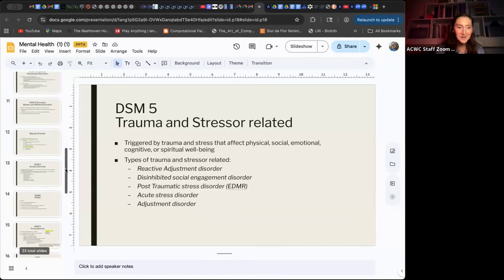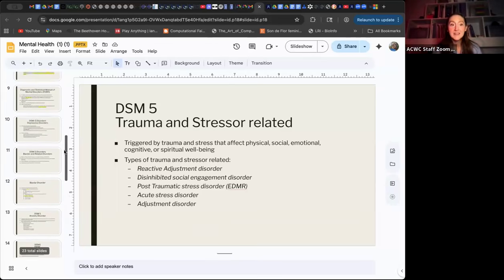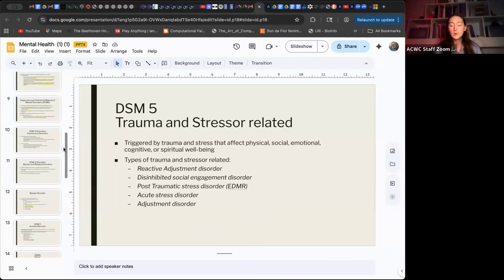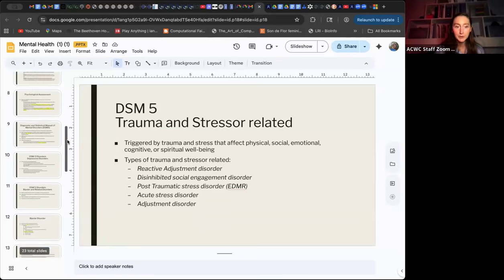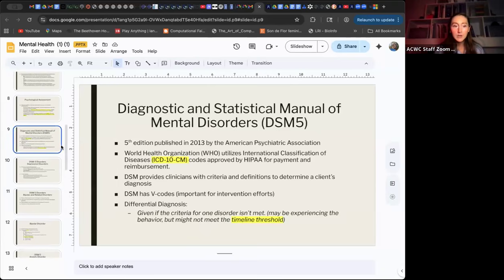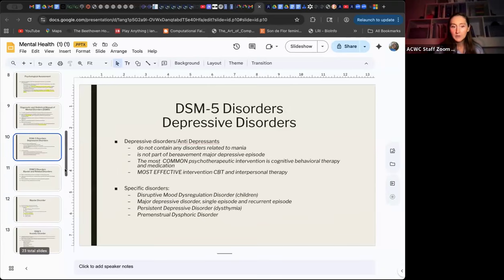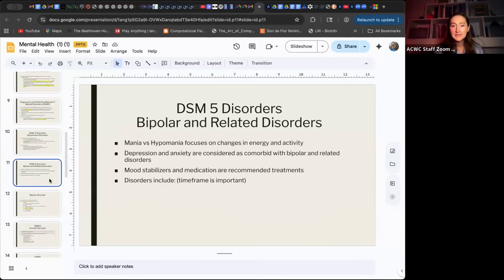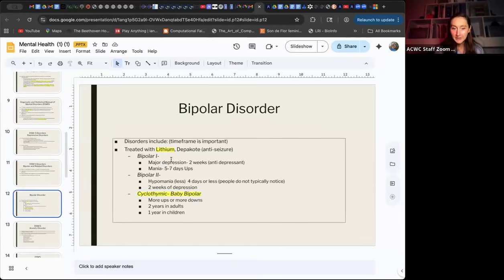Now going back up to bipolar. First I want to point that out because with that one, some of them are not quite that strict. I'll show you what I mean with bipolar 1 and 2. You need to memorize the time part right here. See, like major depression, and the mania for bipolar 1, 5 to 7 days.